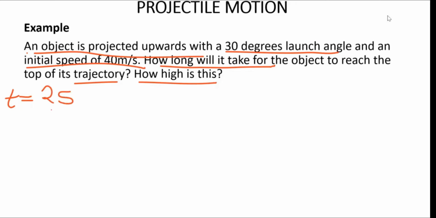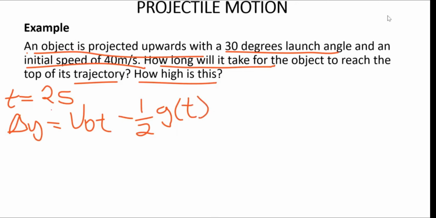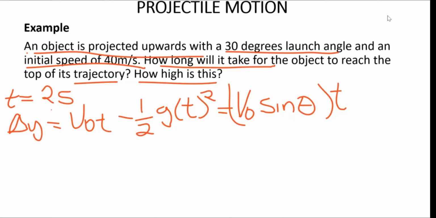Then now the height. For us to find how high it travels, the change in y is equal to V0y t minus half gt squared. V0y is the velocity on the y-axis, so that would be V0 sine theta times t, minus half gt squared.